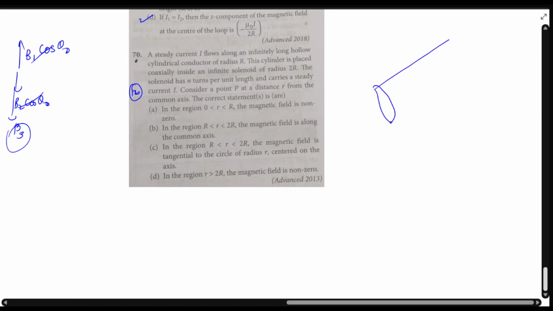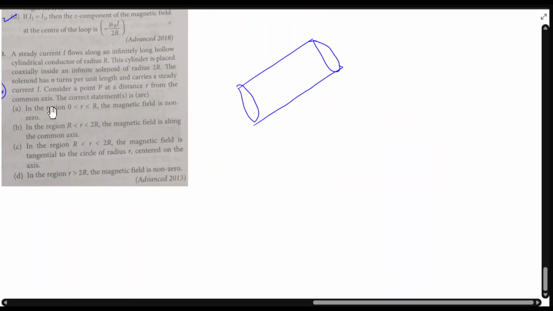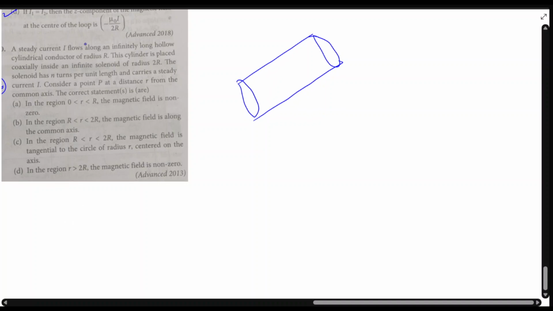So let's move on to our 12th question. So we have a steady current I. We have a steady current I flowing along an infinite long hollow cylinder conductor of radius r. Okay, so we have a loop like this, and this is a hollow loop, right? Of radius r, and current flowing is I, right?